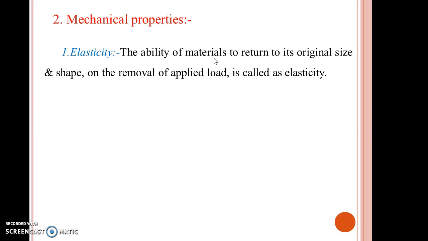Okay, next one is plasticity. Plasticity is exactly opposite to elasticity, that means the material is not able to regain its original size on the removal of the load. That is plasticity. That means the material is in a plastic state. If the material regains its original shape and size, then the material is in an elastic state. And if the material is not able to do so, then the material is in a plastic state.